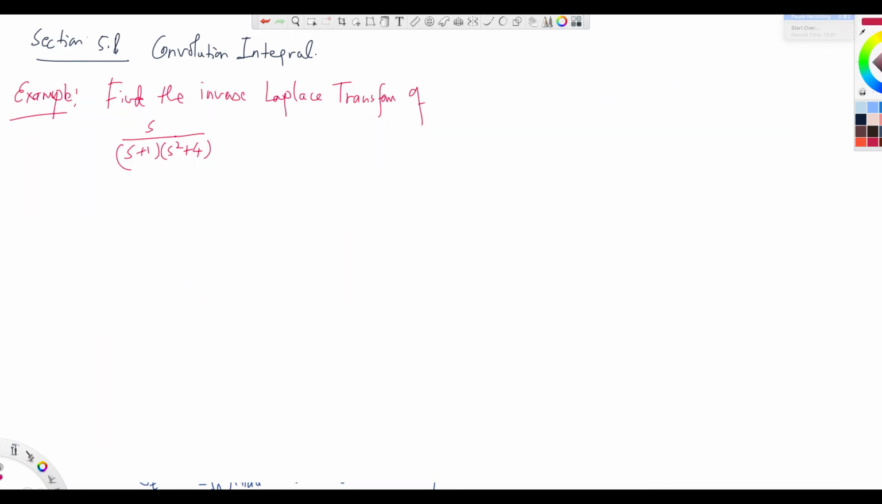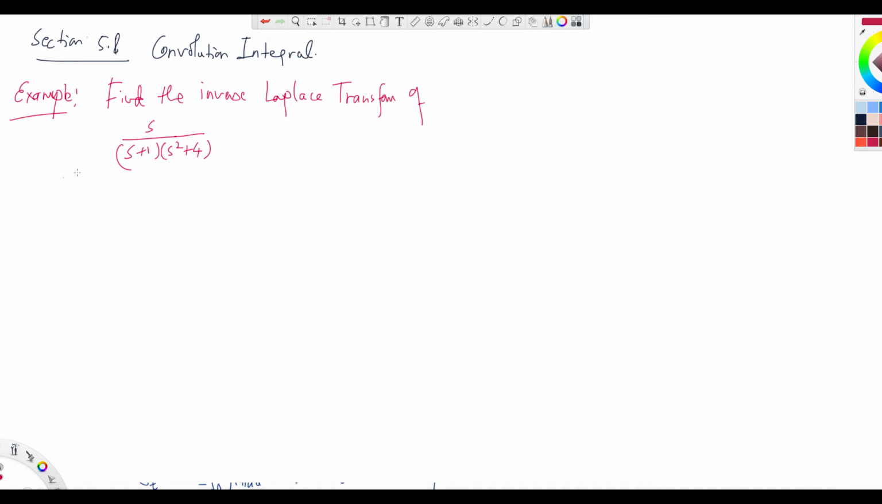Let us see one more. The example is, find the inverse Laplace transform of s over (s plus 1)(s squared plus 4). You remember that one way of finding the inverse Laplace transform is to use partial fractions, right? You write A over s plus 1 plus (Bs plus C) over s squared plus 4, and you combine and find that. So the other way is we use the convolution.